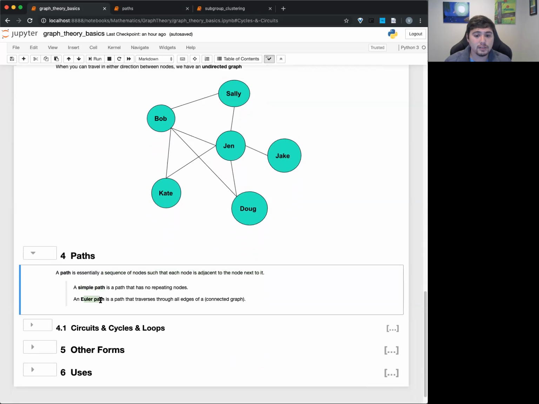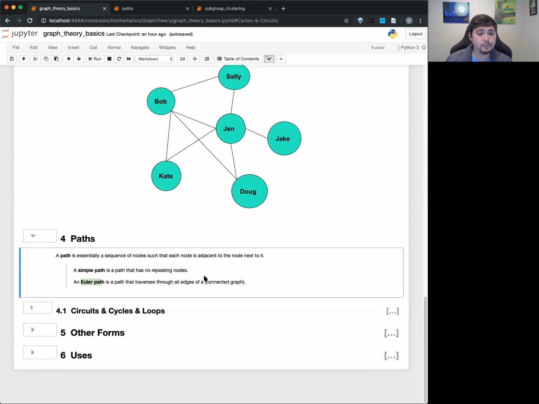Euler path, so think of Euler's number. Euler did a whole bunch of things. But an Euler path is a path that traverses all edges of a connected graph. In that case, you might go from Sally to Bob, to Kate, to Jen, to Doug, to Bob, and to Jen, to Jake. That could be an Euler path where you're going through all of the different edges. So going from Bob, Sally, Jen, going through all of these points. You might have seen those puzzles where you draw and never lift your hand up. It'd be something like that.